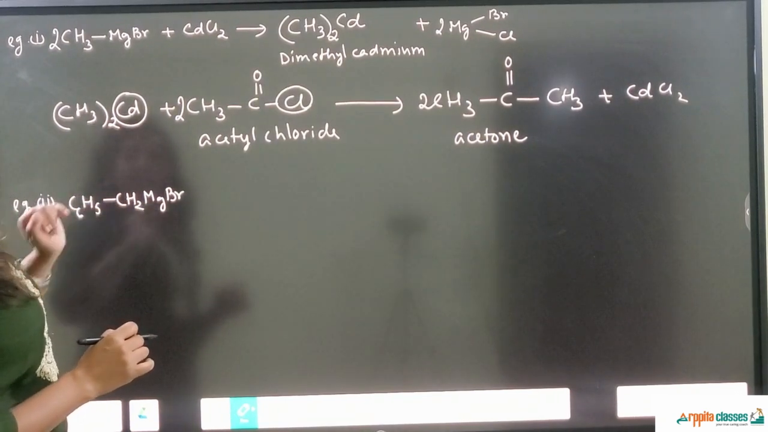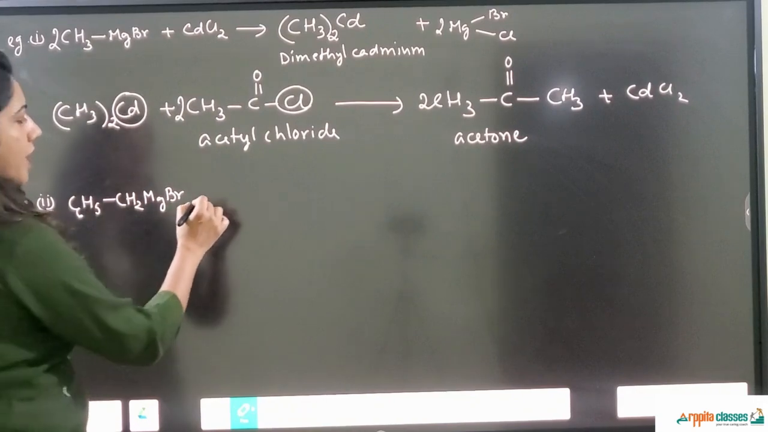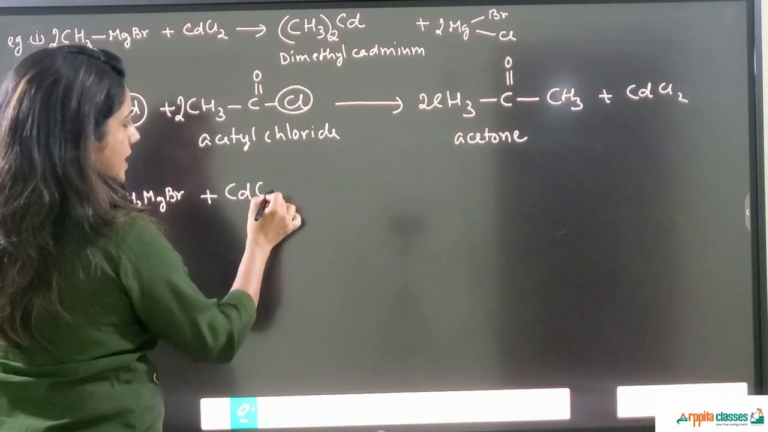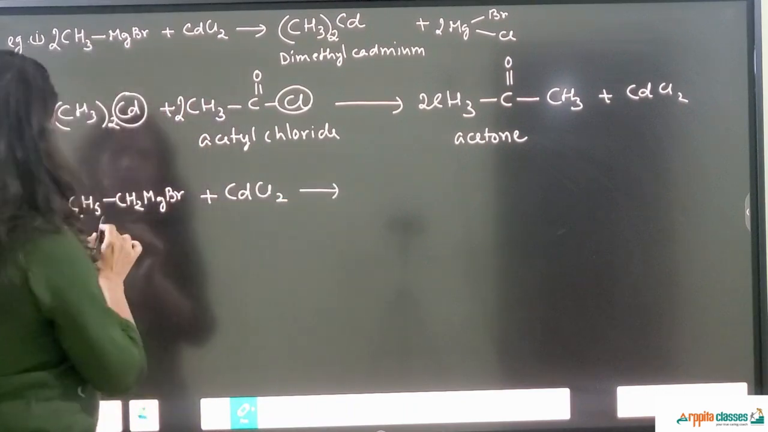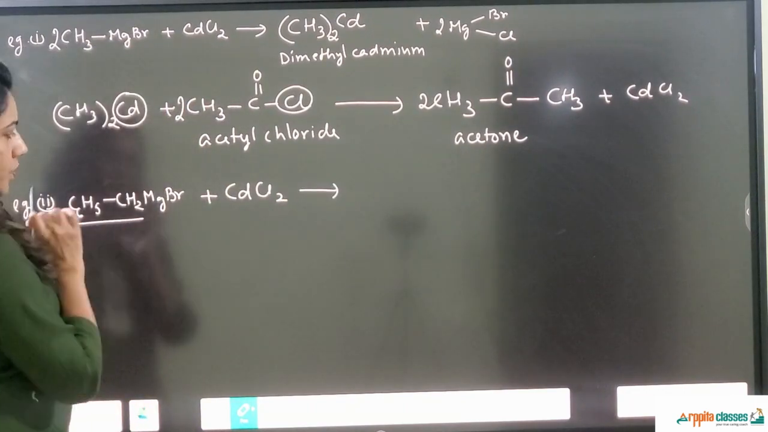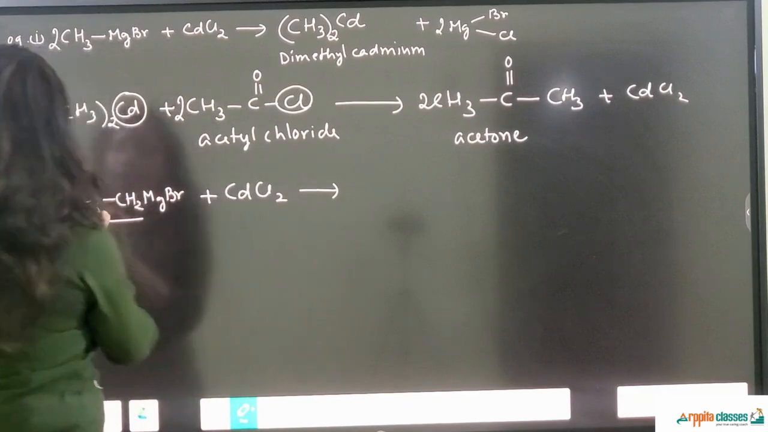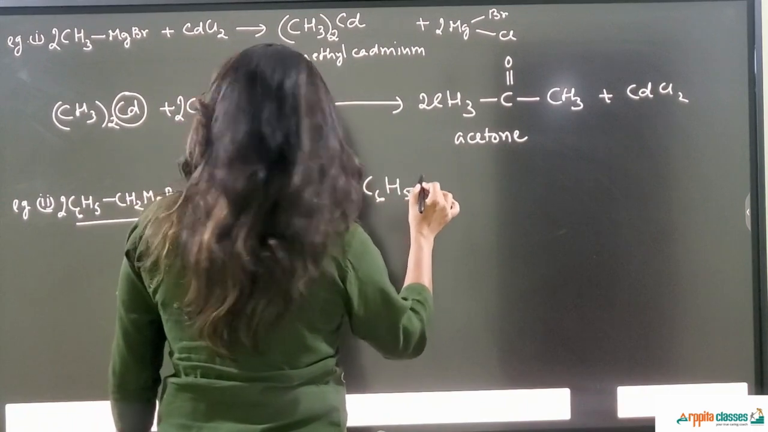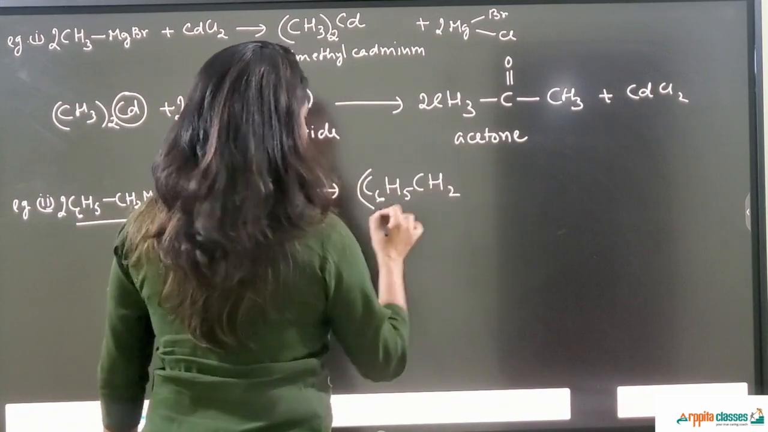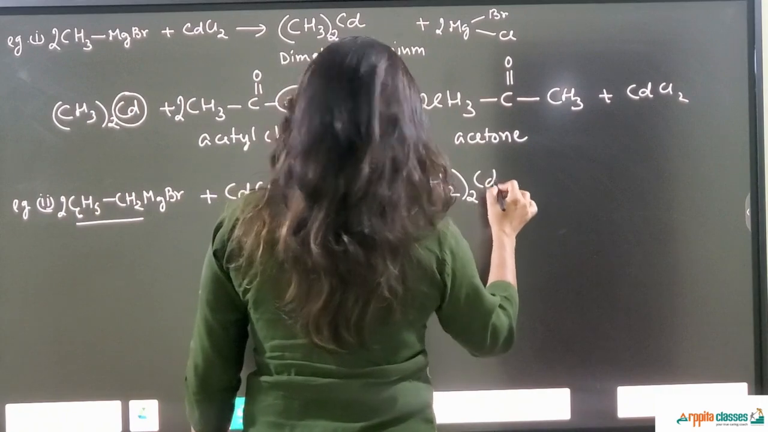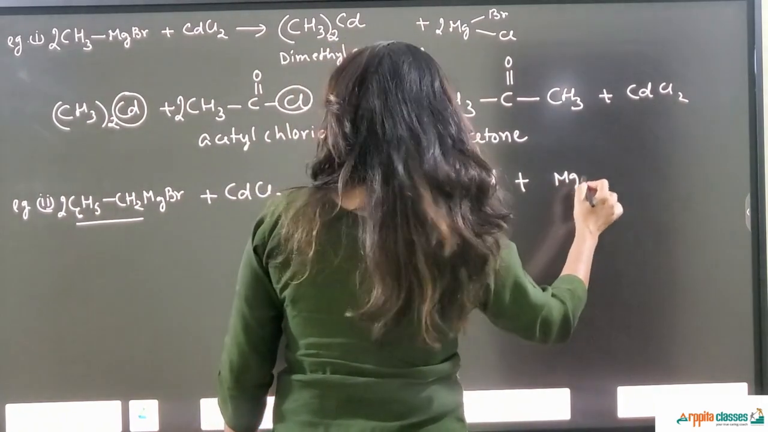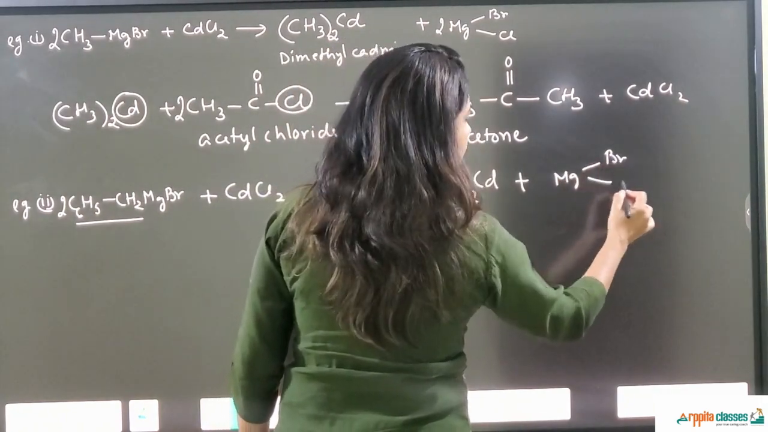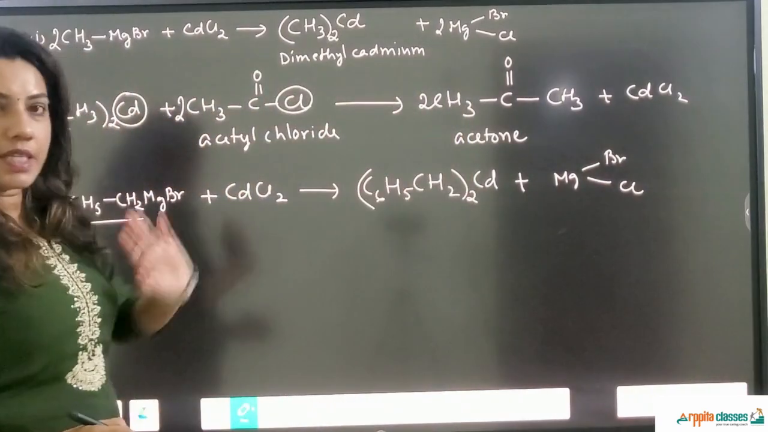We'll do the reaction with C6H5CH2MgBr plus CdCl2. So here C6H5CH2, this is the alkyl group. We'll take 2 molecules of it. So it will give you (C6H5CH2)2Cd plus MgBrCl. Now this is my reagent.